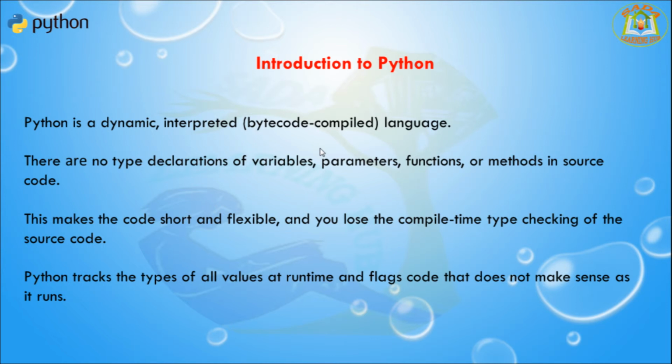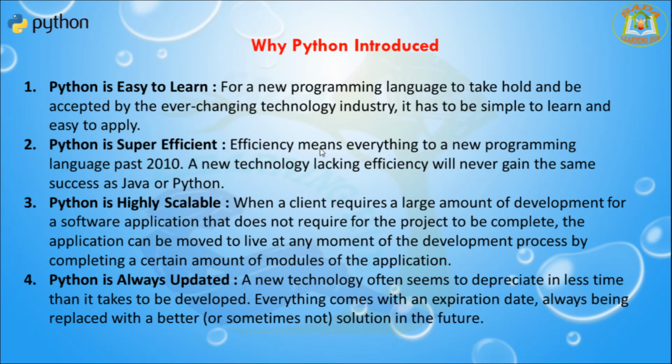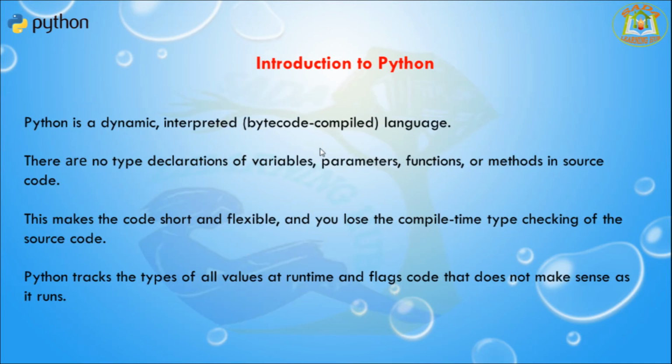In this video I covered what Python is: an interpreted, object oriented, high level programming language with dynamic semantics. Next, why Python is introduced? Because Python is easy to learn. It is a new programming language taking hold by being accepted in the ever changing technology industry. It is simple to learn and easy to apply. Python is super efficient, highly scalable, and always keeps getting updated. That's why Python is introduced into the market.